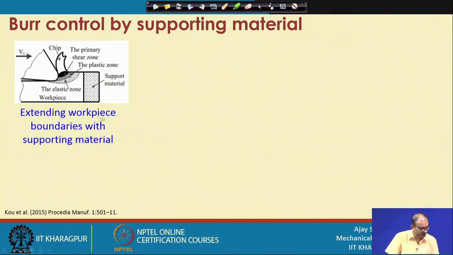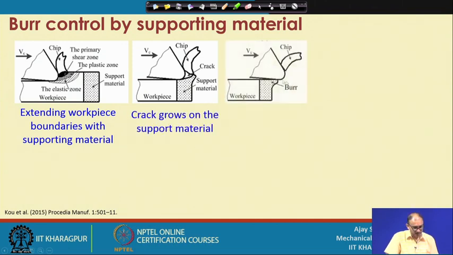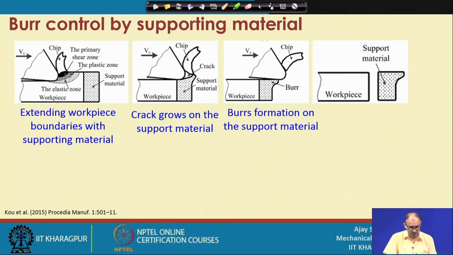This is extending the workpiece boundary with the supporting material. So, we are extending that boundary. If you continue this, your chip will be like this. This is the chip of the workpiece, and again this supporting material will be extended in terms of the burr formation. When the tool leaves from here, there is a burr on the supporting material, but we know that we do not have any functional requirement from the supporting material. So, at the end we separate this supporting material.